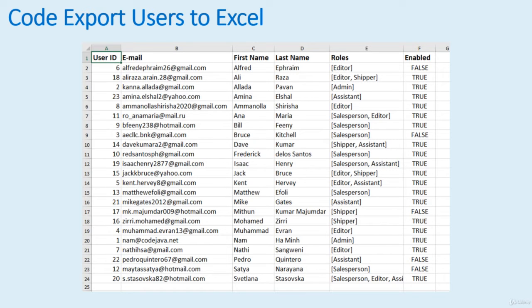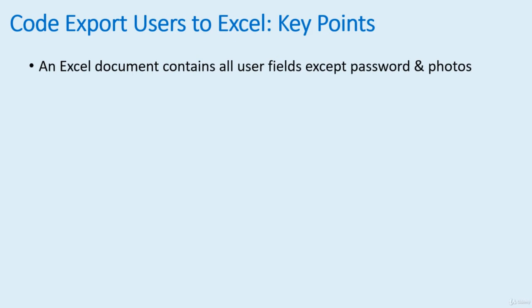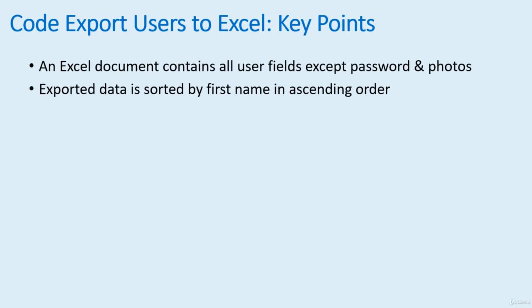The user information is displayed in a tabular format with the header row showing the field names: user ID, email, first name, last name, roles, and enabled, and each row containing information about a user. The list is sorted by user first name in ascending order, as you can see here. Note that the Excel document contains all user fields except password and photos, and the exported data is sorted by user first name in ascending order.